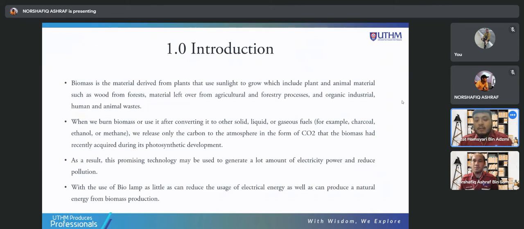As a result, this promising technology may be used to generate a large amount of electricity power and reduce pollution. With the use of the biolamp, we can reduce the usage of electrical energy as well as produce a natural energy from biomass production.